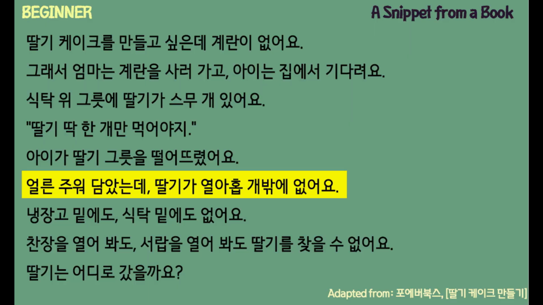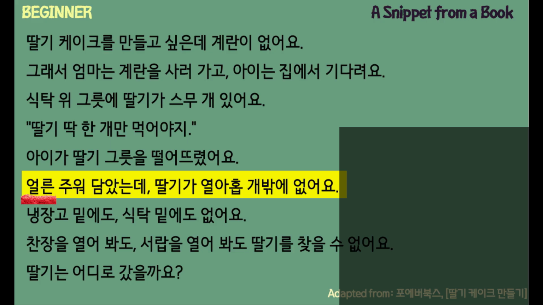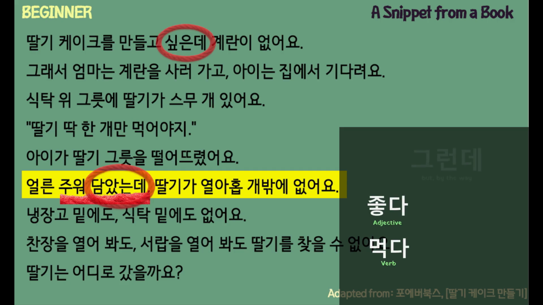얼른 주워 담았는데 딸기가 19개밖에 없어요. 얼른 means quickly or right away. 주워 담았는데 combines two verbs: 줍다, to pick up, and 담다, to put into a container. 주워 담다 naturally means to gather up and put back. As we discussed earlier, the ending 는데 functions as a soft but. We saw 싶은데 for a present tense adjective.